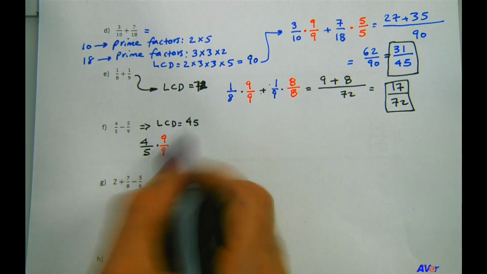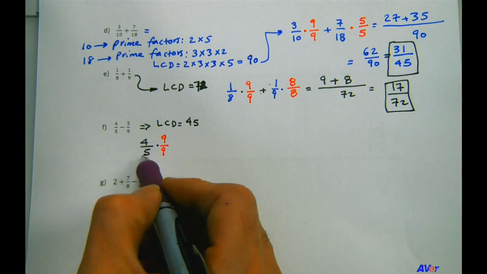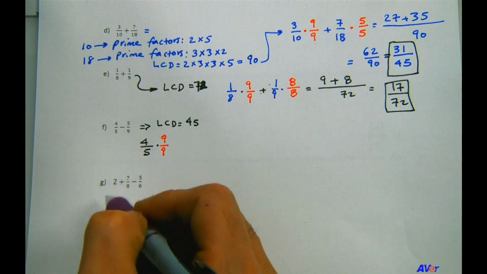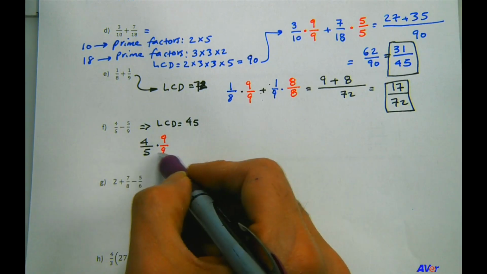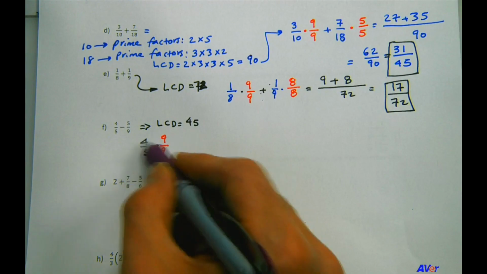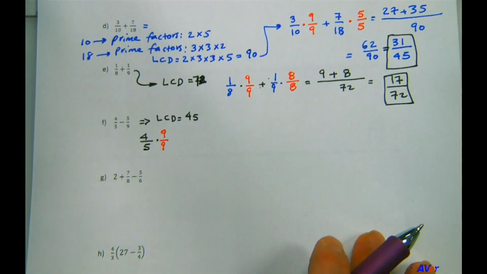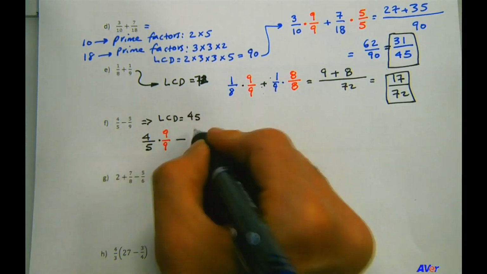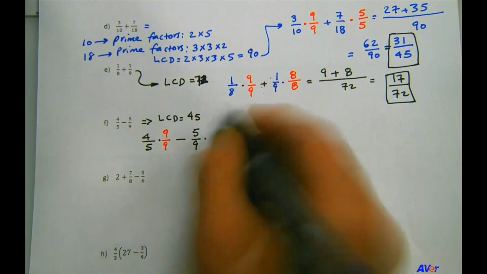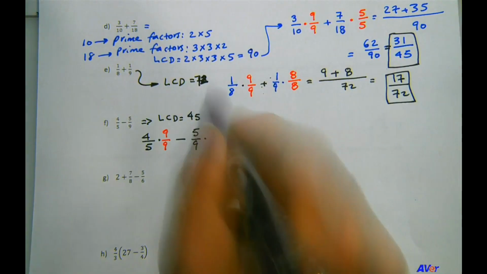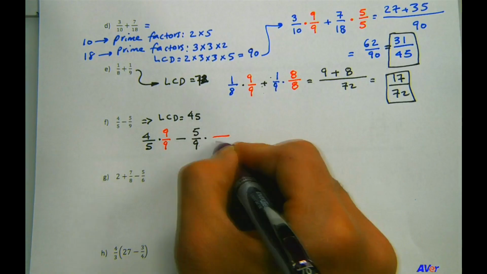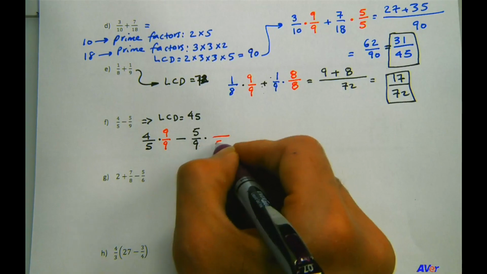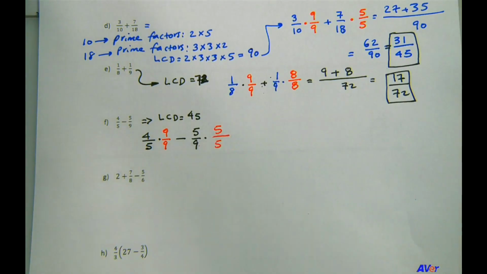So our objective is to get the LCD for each of these fractions, but we can't multiply just the denominator and not do the same thing to the numerator. So any number that gives us the common denominator is the same number we multiply the numerator by. Okay? And then minus 5/9 multiplied by, what number do we need to give us 45 from 9? 5, right? We've got to multiply the 9 by 5, but we can't just stop there. We have to multiply the numerator by 5 as well.